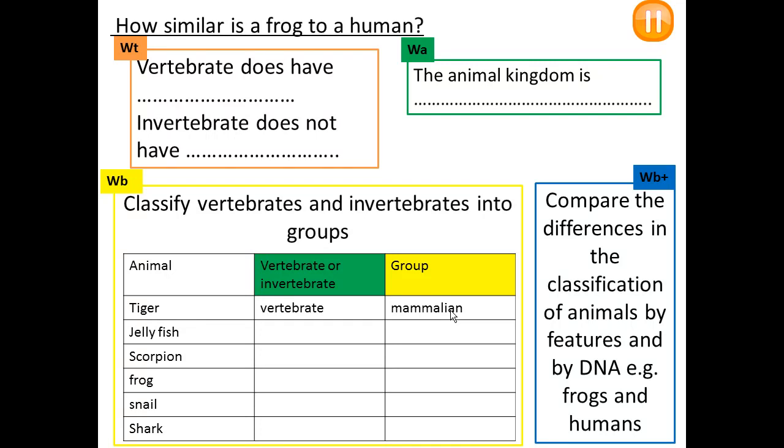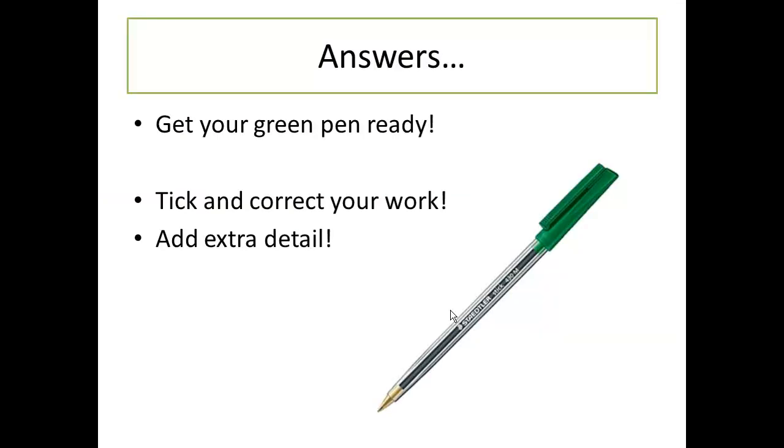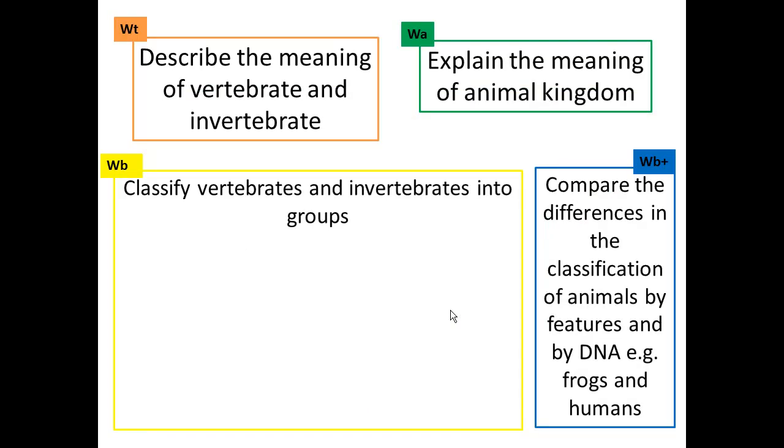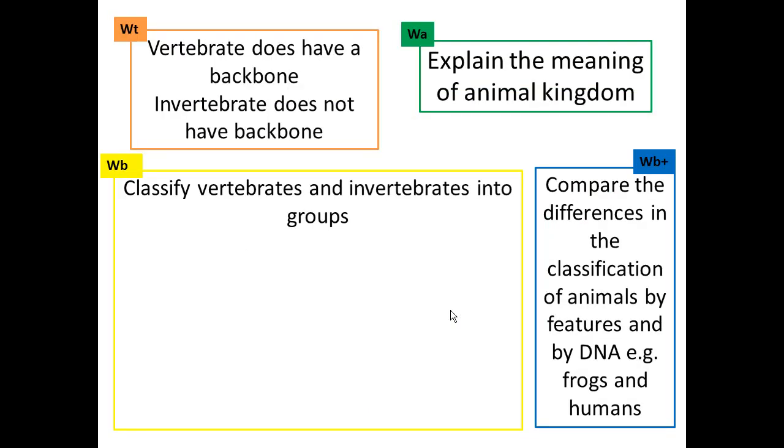Great, now it's time to mark your work. Please get ready with a green pen, or if you don't have a green pen, please at least use a different color pen. Remember that marking is not just giving yourself a tick, but you need to add details if you missed something during the writing task. So let's look at the first one. Describe the meaning of vertebrates and invertebrates. This is kind of easy. Vertebrates have a backbone, invertebrates do not have a backbone.